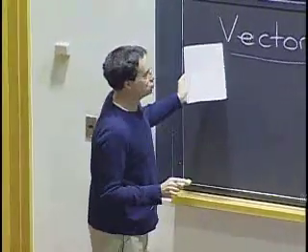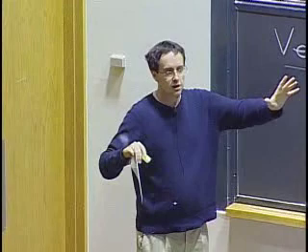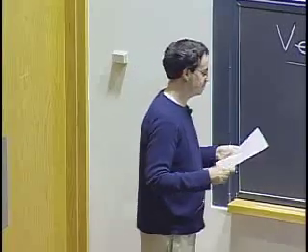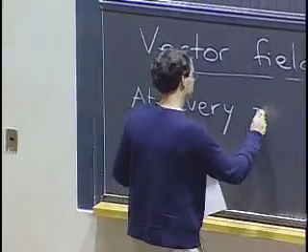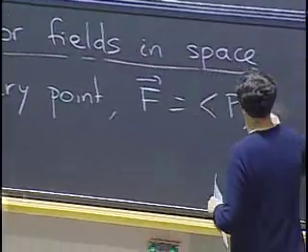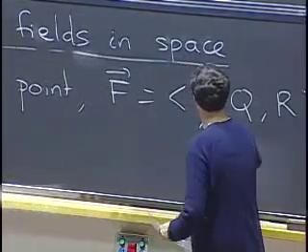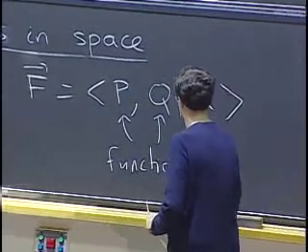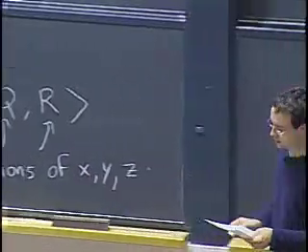Just to remind you, a vector field in space is the same thing as in the plane. At every point you have a vector, and the components of this vector depend on the coordinates x, y, and z. Let's say the components might be P, Q, R, or your favorite three letters, where each of these is a function of the coordinates x, y, z.